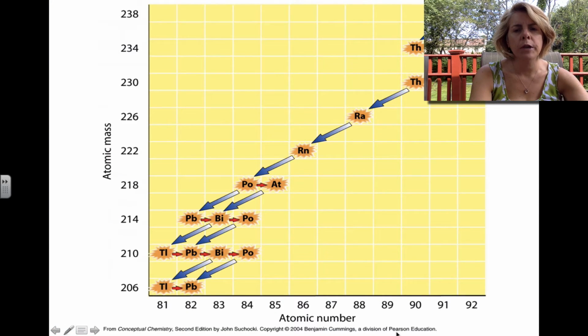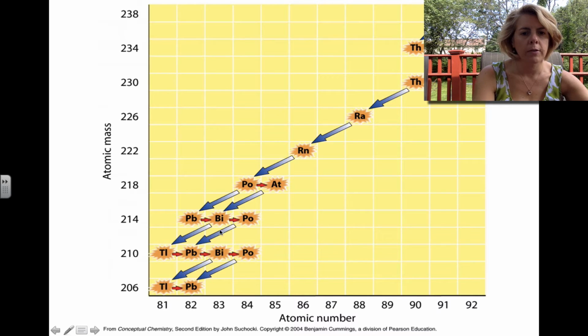Okay, here is a transmutation of uranium. Notice that uranium starts off as U-238 and through a series of transmutations, it actually goes through all these different elements and it ends up as lead.